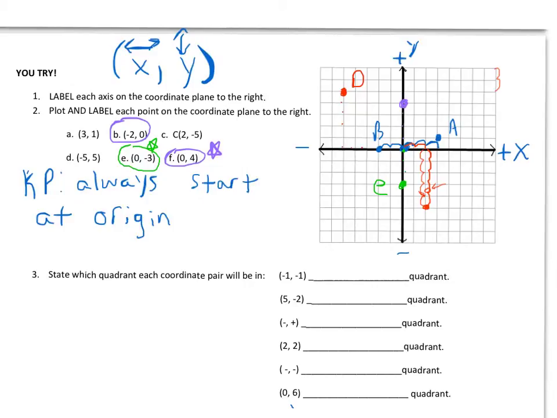Okay, and that is point F. Okay, so I have A, B. Did I forget to do C? Oh, I just forgot to label it. So that's C down there. Okay. All right, let's go on to the next one.